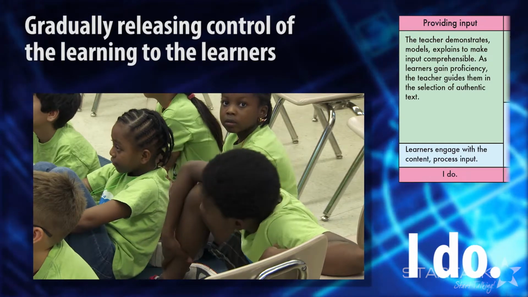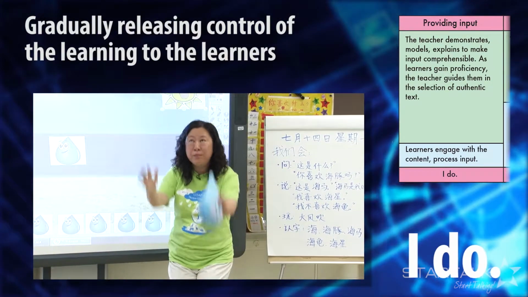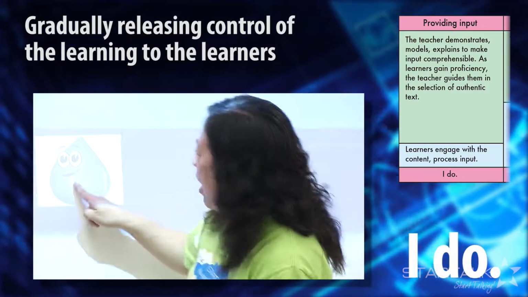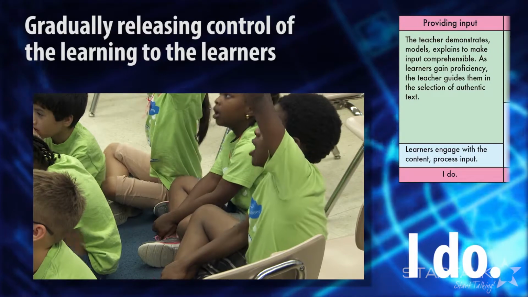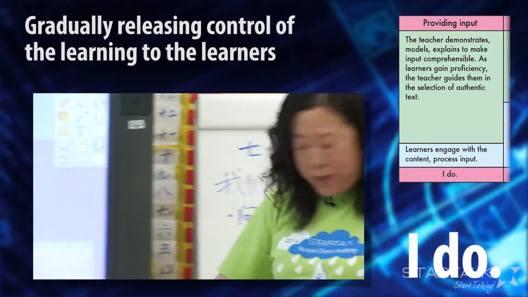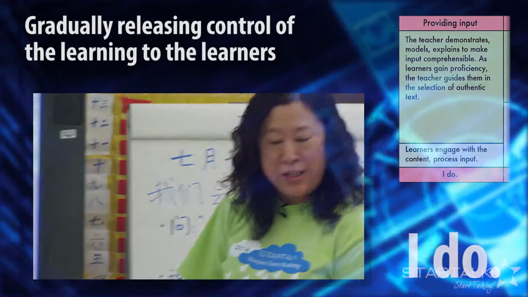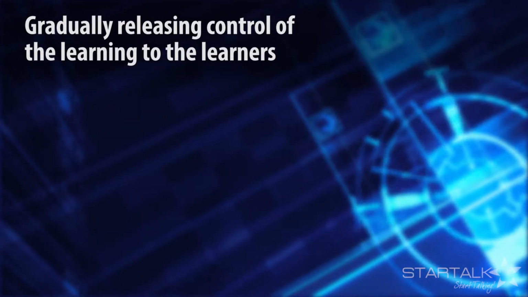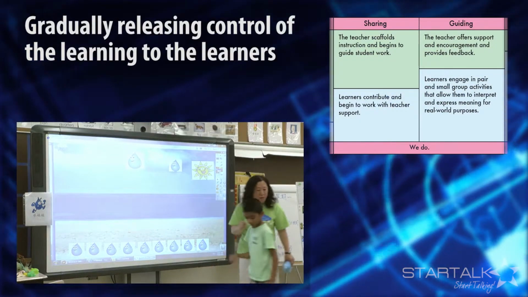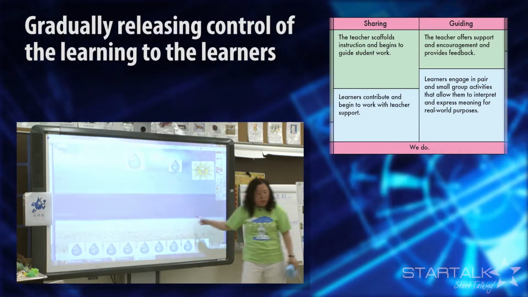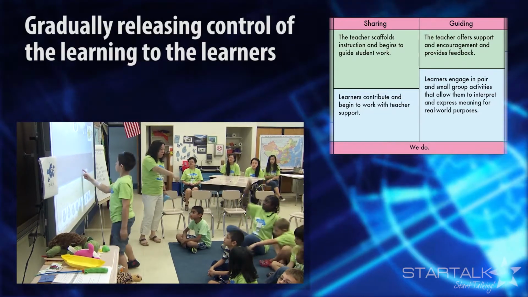In the I do phase of the lesson, the teacher models what he or she expects the learner to do. A teacher may act out what the student needs to do to complete an activity, or may demonstrate a conversation that students will have by role-playing that conversation with a student. Learners move gradually from input to output as the teacher engages them in activities where they use language in meaningful ways. The teacher becomes the coach and is in a support role.